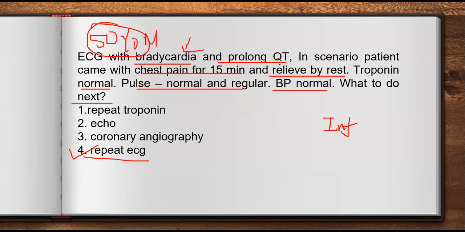And WPW syndrome doesn't present with bradycardia. It's a type of supraventricular tachycardia. So the patient usually will have tachycardia rather than bradycardia in WPW syndrome. We'll discuss those sort of things, okay? But WPW syndrome doesn't present to you with prolonged QT or brady.